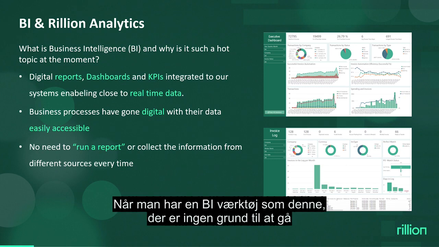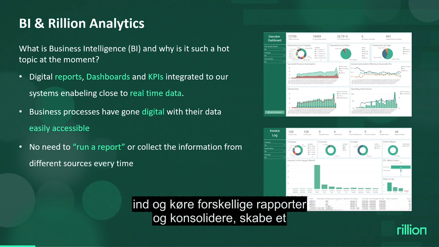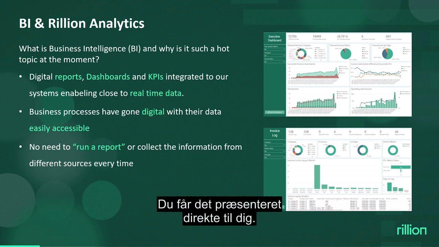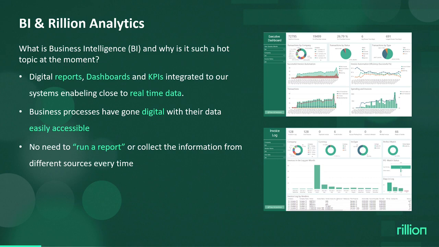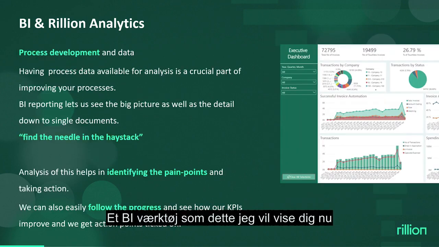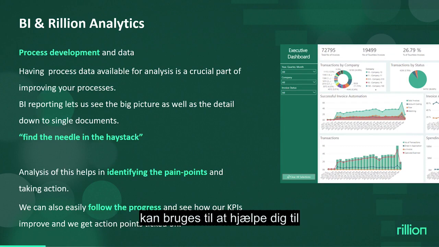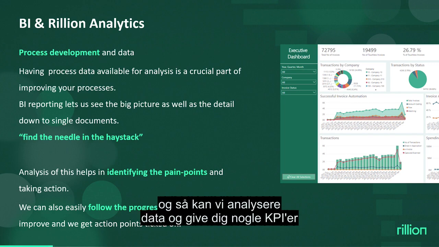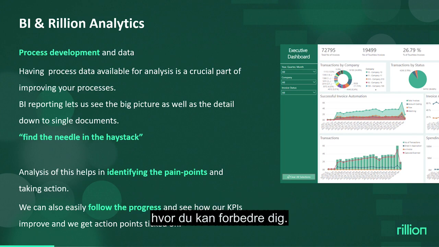When having a BI tool like this, there is no need to go in and run different reports and consolidate and create a big Excel sheet. You will get it presented directly for you. A BI tool like this that I'm going to show you now can be used to help you to improve and automate your processes. Because we have all this data gathered, and then we can analyze the data and give you some KPIs in where you can improve.